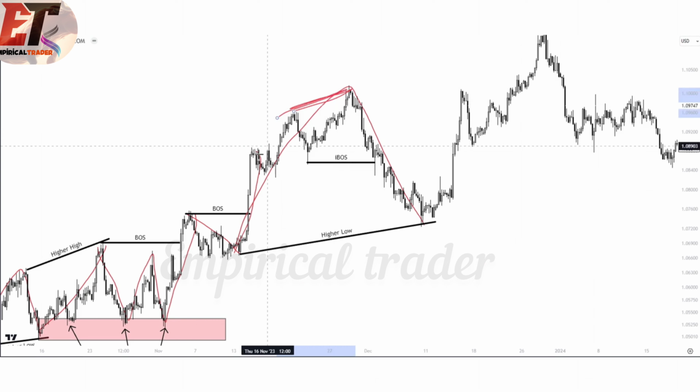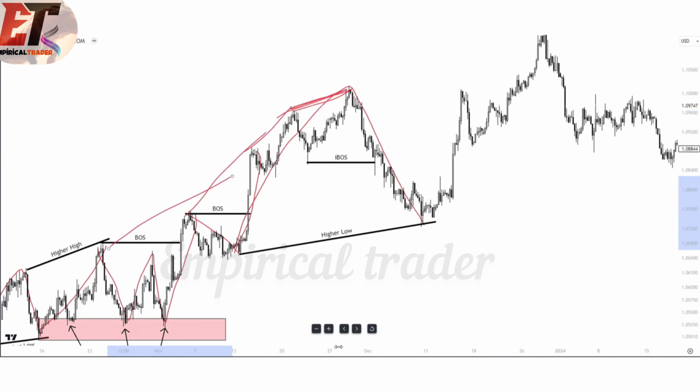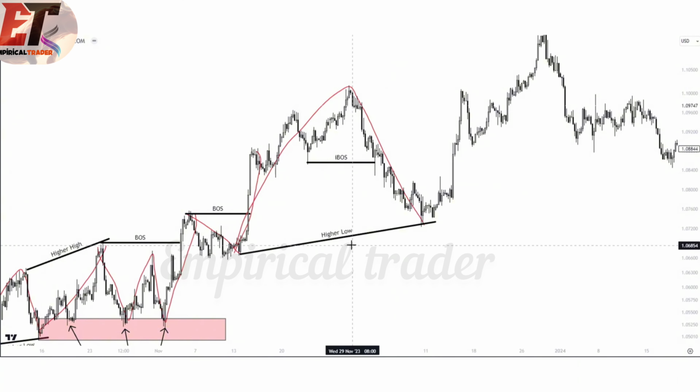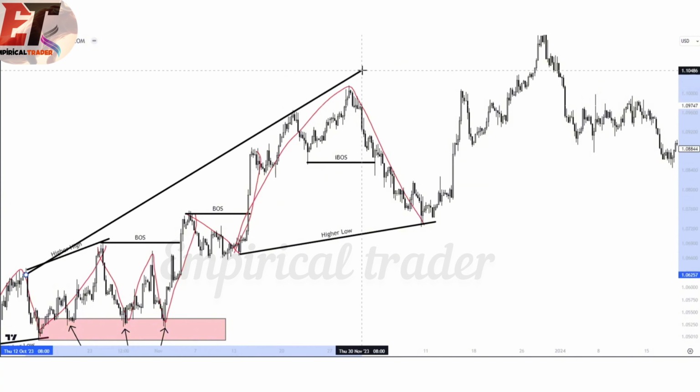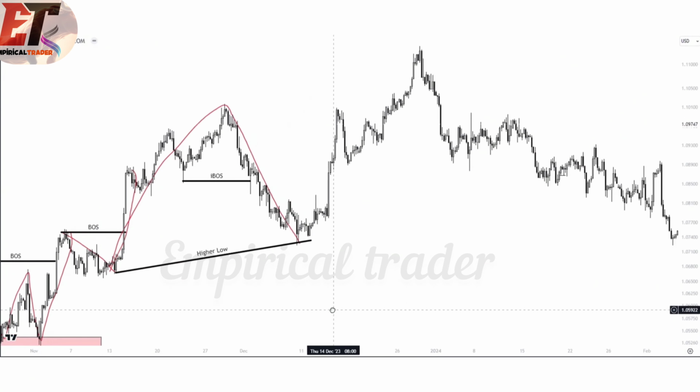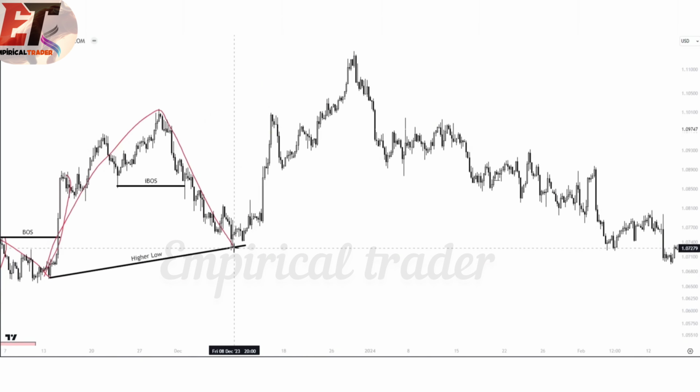We can mark the higher low if you think it's easier to notice, and the higher highs are very easy to be seen. Basically, each swing high has been higher than the last one recently. That means nothing but the fact that the market is following an uptrend.